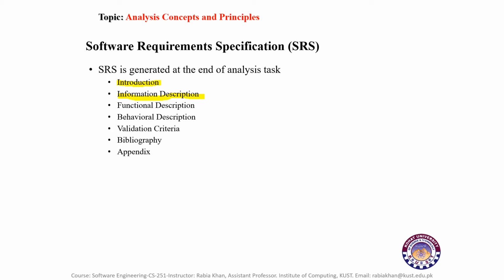Information content, flow, and structure are written in the information description. What information you have collected from the client, how the information is related with one another, the flow of information and the structure of information, which we have discussed already in the principles, need to be written in the information description section.